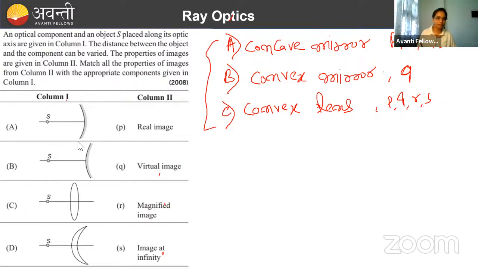Now come to the second last one. Can anyone suggest what will be the correct option for D? D will act as what kind of lens? This is a lens, not a mirror, because it's not silvered, right? So this is simply a medium bounded between two curved surfaces. So my question is, is it a convex lens or concave lens overall? Yes, anyone? Just tell me, is it a concave lens or convex lens?